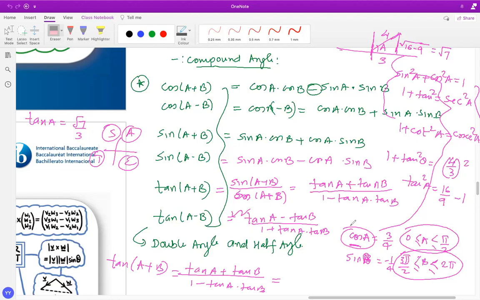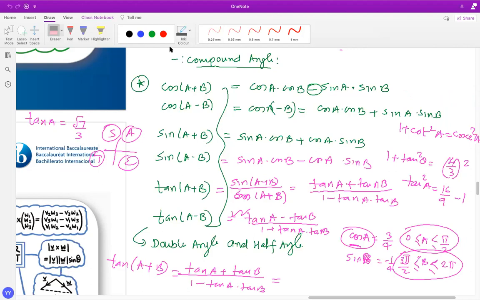Now, since I've got sine B already here, I'm just going to draw the position of this second angle, which is in the fourth quadrant. Since sine is negative, don't get overwhelmed by this minus sign. It just helps you identify which quadrant it is. The opposite side is 1, the hypotenuse is 4, so the adjacent side is going to be root 15 in this case.